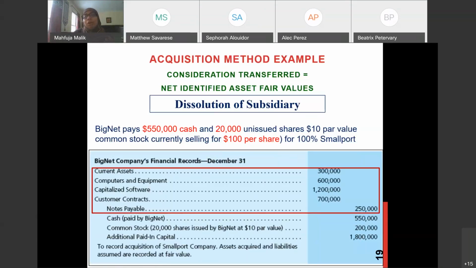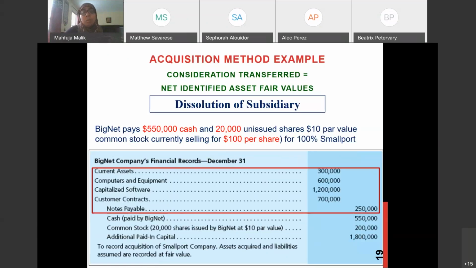Please make sure you know how I get all these numbers. Last class, someone mentioned we can subtract all these. This is our total debit. Subtract all the items and you can plug in your additional paid in capital. That's a smart idea. But theoretically, if you want to know how to calculate additional paid in capital, it's $90 per share multiplied by 20,000.